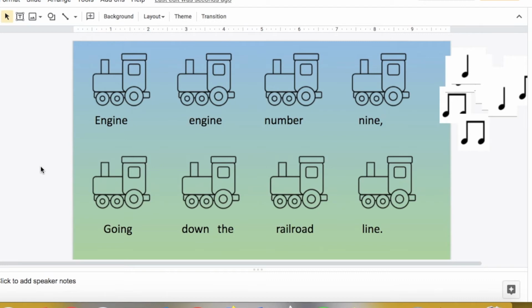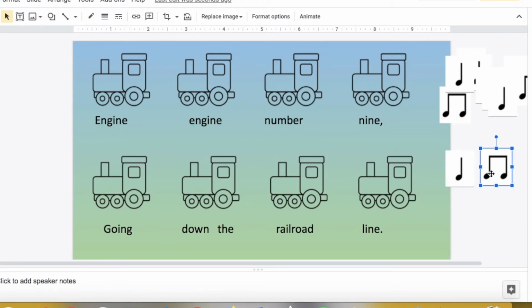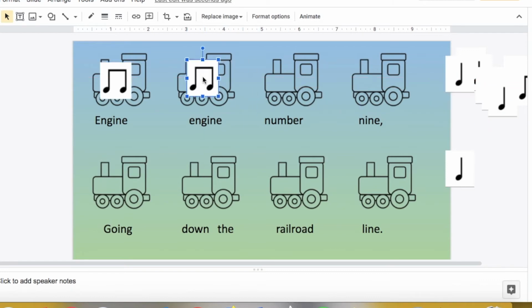So remember, when we have one sound on a beat, we use this rhythm right here, a ta. When we have two sounds on a beat, we use this rhythm right here, a TT. Let's think about the word engine. Engine has two syllables, engine. Two syllables on one beat or one train, so it's going to be a TT. The next beat is the same. It's also engine. So that is also going to be a TT.